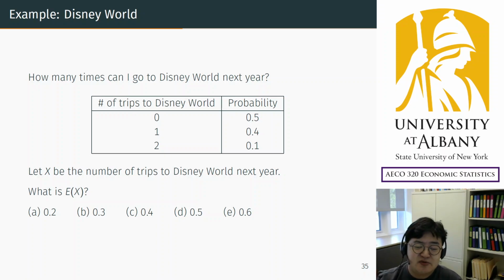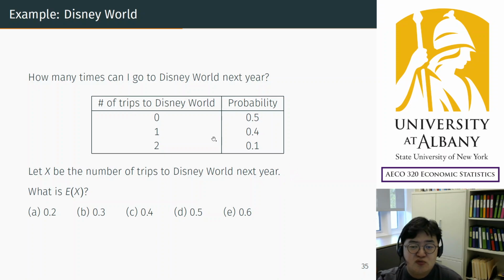So here, it is a simple exercise for you. I will denote the number of trips to Disney World as x. X is a random variable defined as number of trips. And then can you calculate the expected value of x based on this? Simple algebra. Pause the video and finish the algebra first.